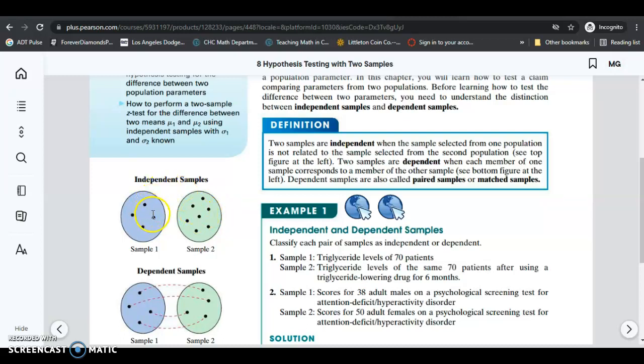Remember, there must be a relationship between the values in one sample, connecting them to the values of the other sample, to make them dependent. So once again, if you're dealing with independent samples with the same sample size, that does not mean they're automatically dependent. I think I've said enough about that.